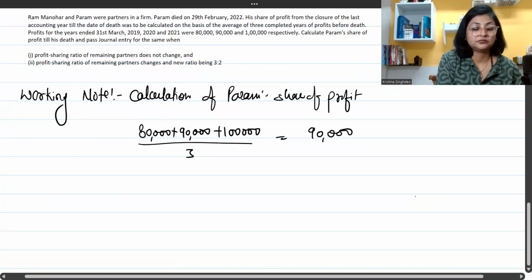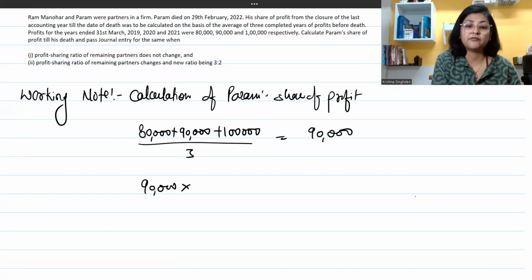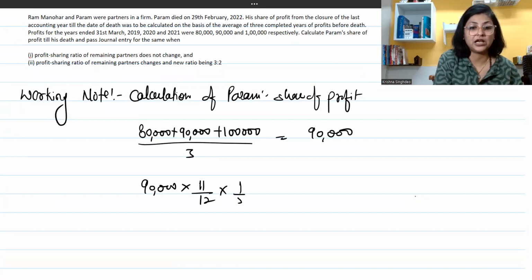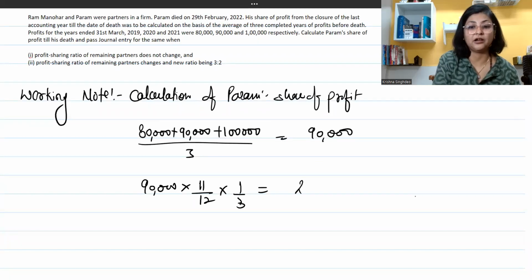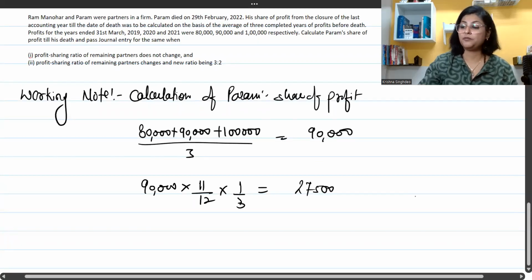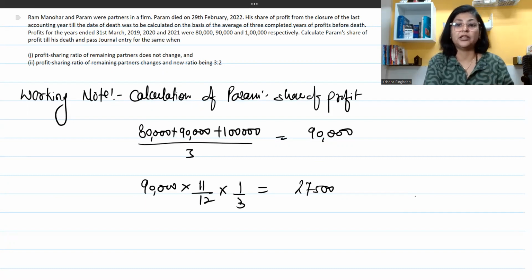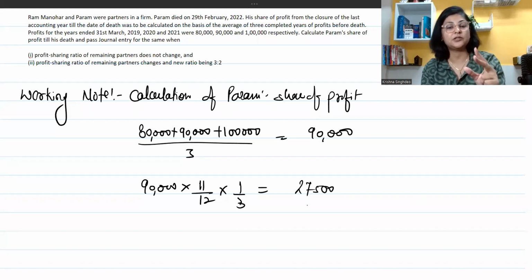So 90,000 multiplied by, he survived for 11 months, 11 by 12. And what was the profit sharing ratio? No profit sharing ratio is given. So I will take it as 1 by 3. 90,000 divided by 3 into 11 by 12. It's coming 27,500. So Param's share of profit we have calculated. The first thing we have done is calculation of Param's share of profit, and that is 27,500 rupees.